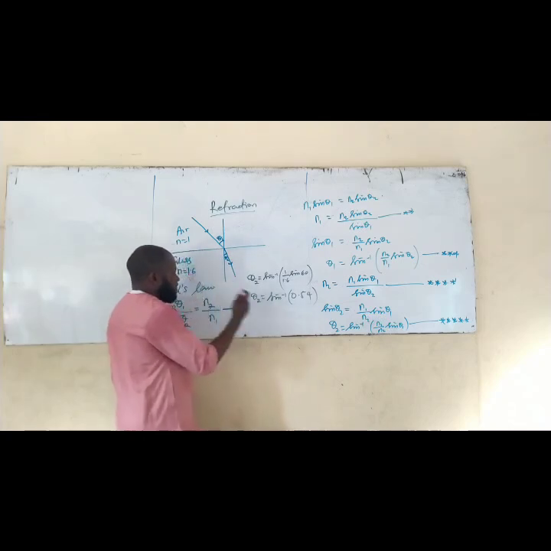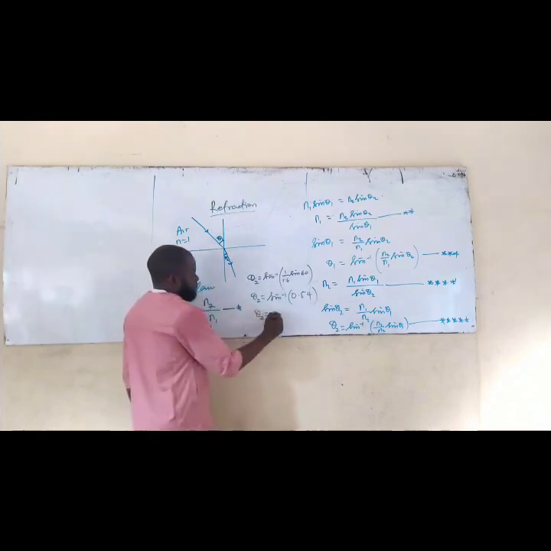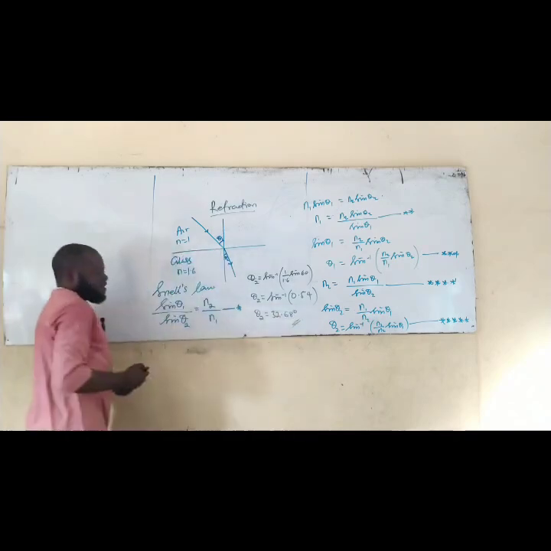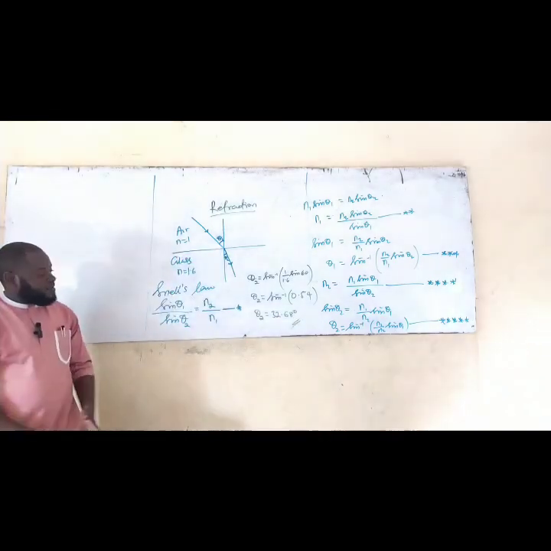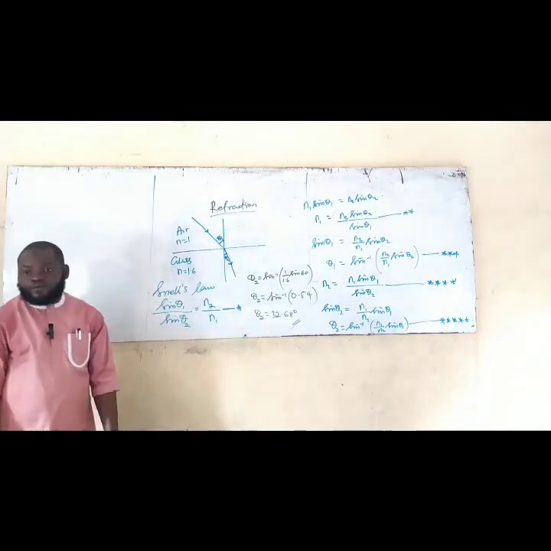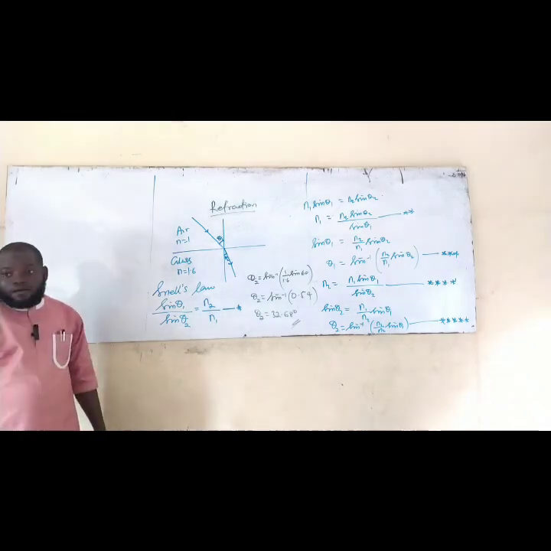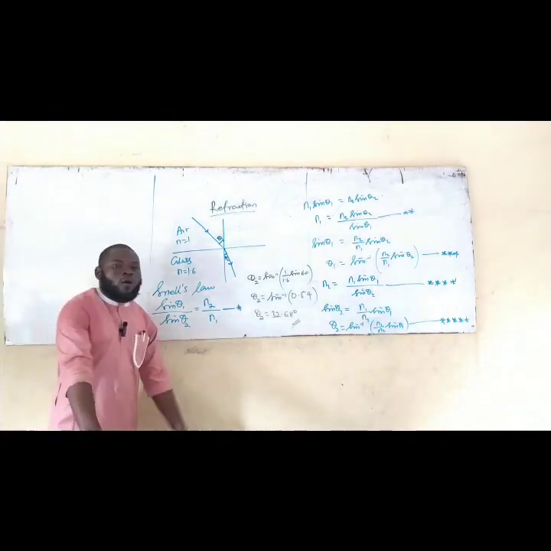So what do you have when you take the arc sine? 32.68 degrees. So you can see what the angle looks like. Is it bigger than the incident angle? It's smaller. Why is it smaller?